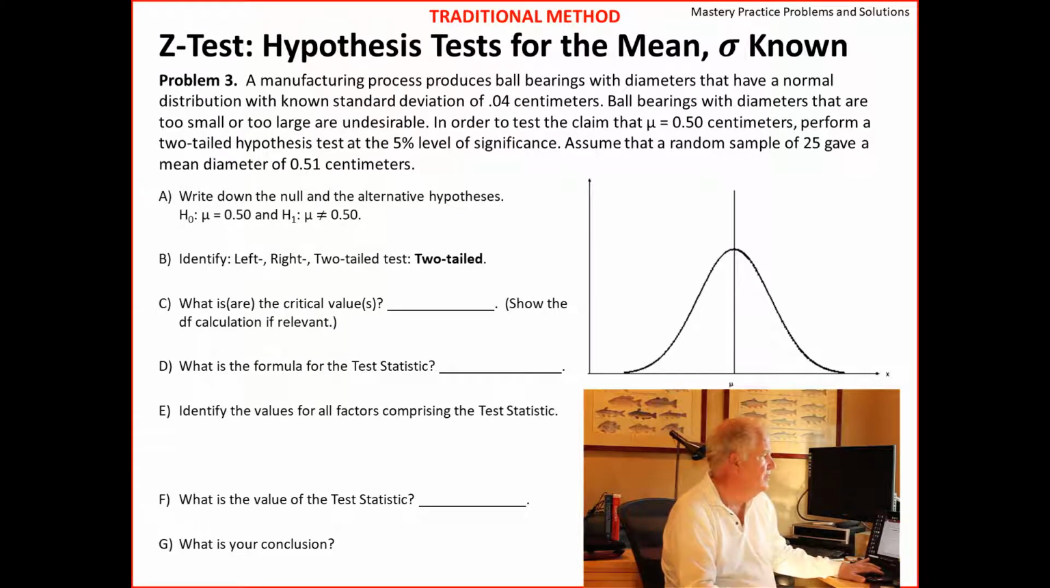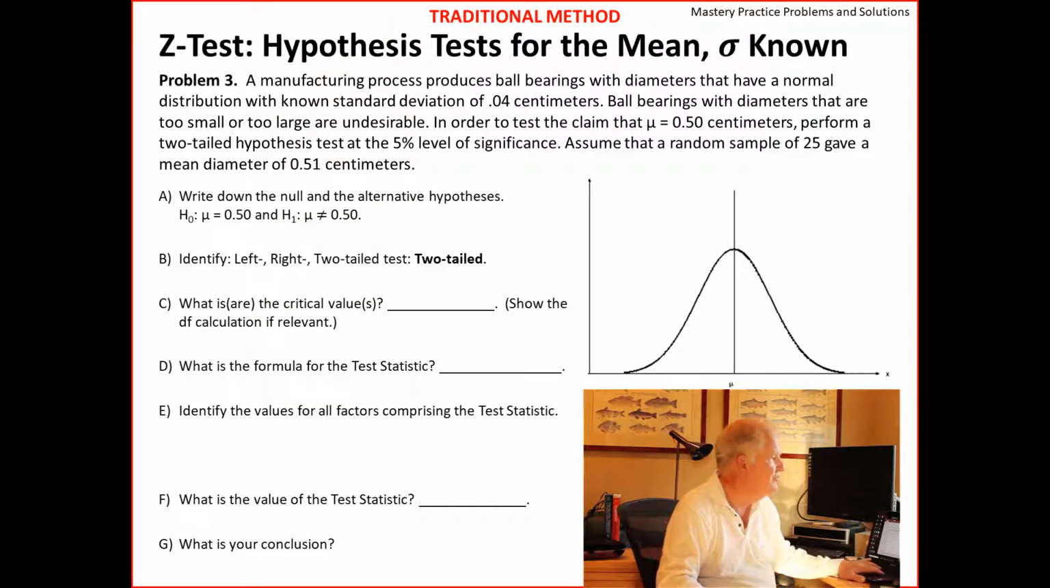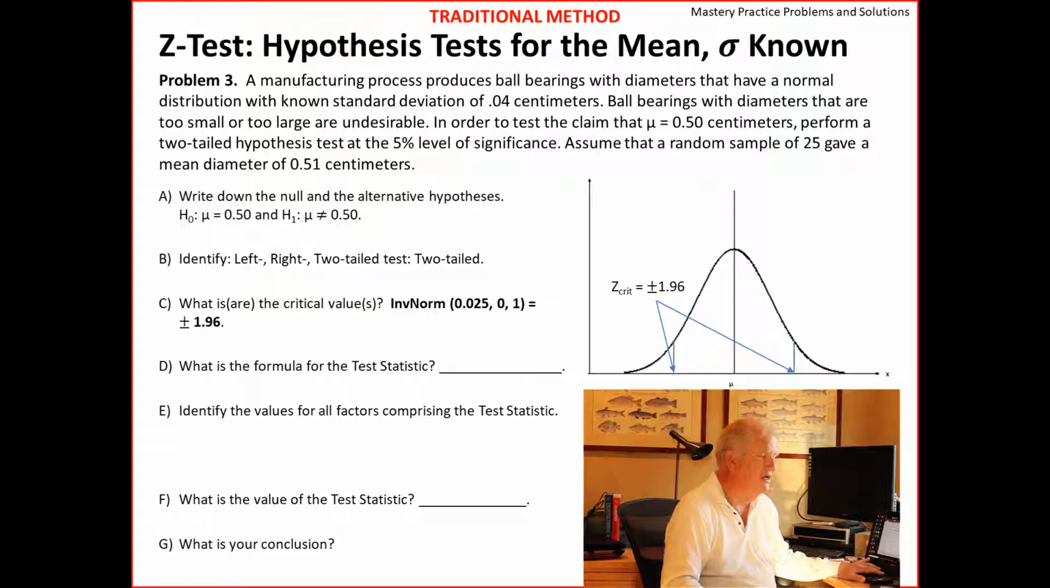And because of that, when we find the critical values, the lines in the sand, we're going to split that 0.05 significance into two parts, 0.025 and 0.025 on the left and on the right. We'll use inverse norm, 0.025 and 0.975, and get what by now should become pretty familiar to you, plus or minus 1.96. Now all that's left is to calculate the test statistic based on that sampling at 0.51 centimeters.